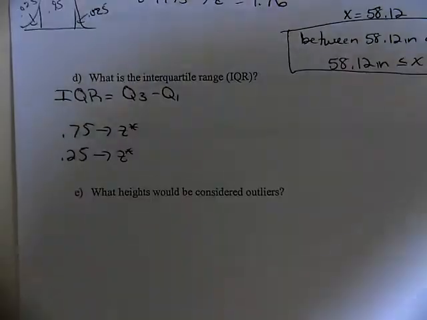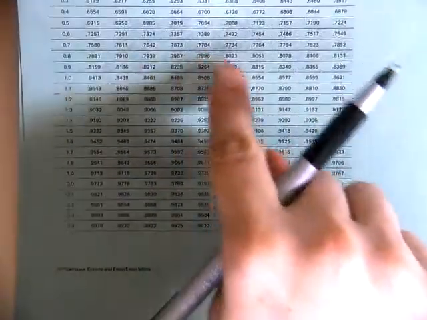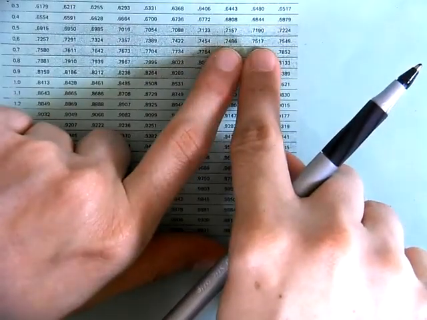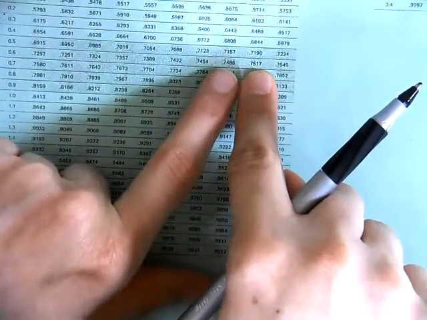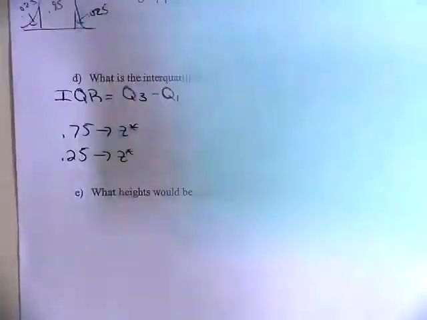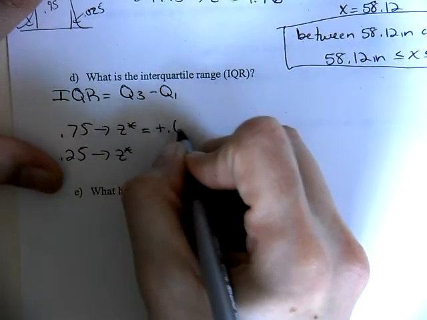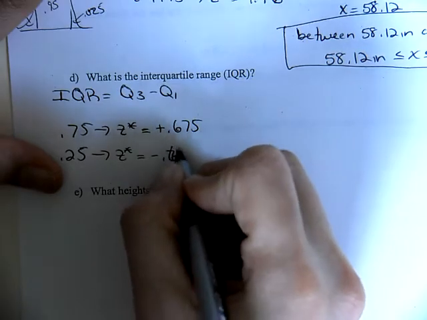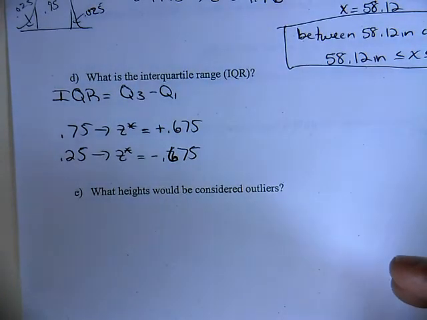Now, when you get to 0.75, 0.25, 0.75 is like halfway in between 0.7486 and 0.7517. So I'm going to split the difference. So we're going to make this positive 0.675, and this is going to be negative 0.675, because it's almost halfway in between those two z-scores.